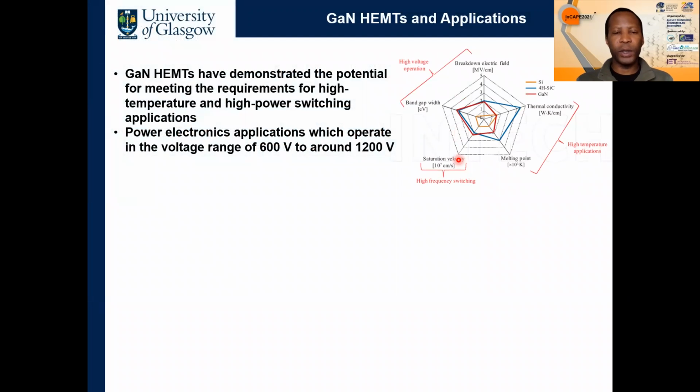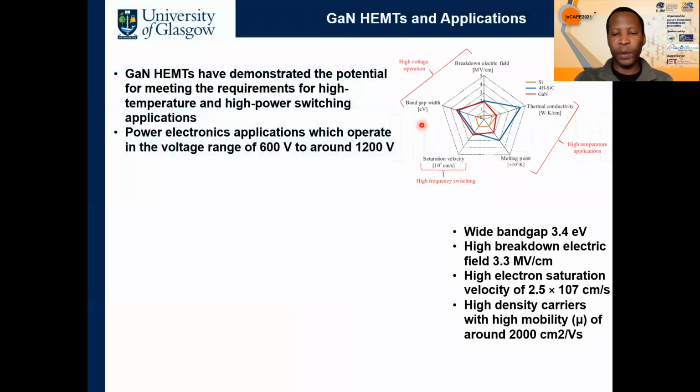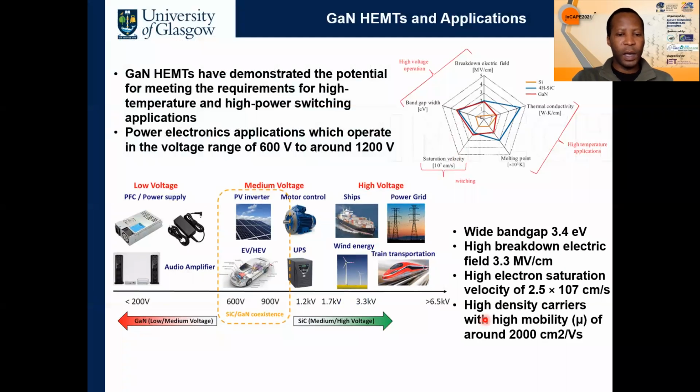GaN HEMTs have demonstrated the potential for meeting the requirements for high temperature and high power switching applications due to the high breakdown electric field, the thermal conductivity, and the wide band gap. GaN has a band gap of 3.4 electron volts and a high breakdown electric field of 3.3 megavolts per centimeter, also with high electron saturation velocity and high density carriers, which have very high mobility due to the presence of a two-dimensional electron gas. This allows GaN to be used for low voltage, medium voltage, and up to higher voltage applications.